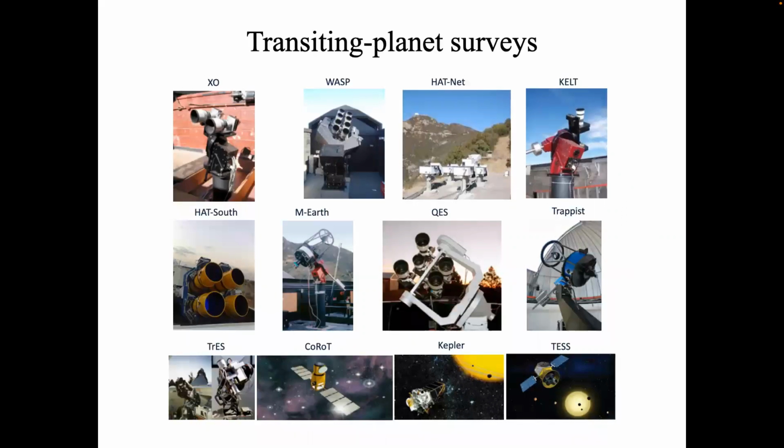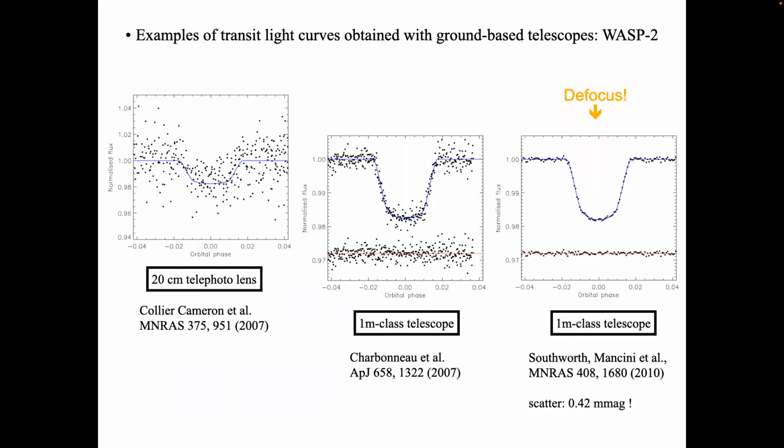This is why there was a big effort to find transiting exoplanets, starting around 2000, with a lot of ground-based surveys. These are the most successful surveys, and three space surveys: CoRoT, Kepler, and now the still ongoing survey with TESS.